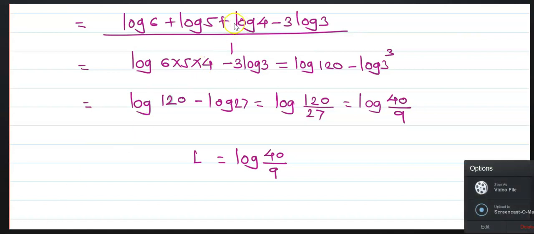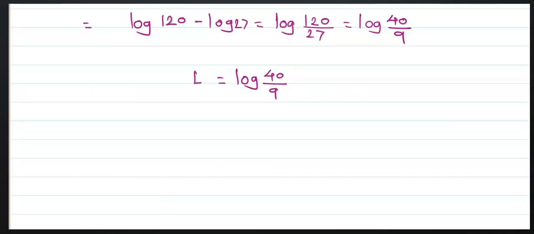Now again this can be written as log of 6 plus log of 5 plus log of 4, that is log of 6 into 5 into 4, minus 3 log of 3. That is, this can be written as log of 120 minus log of 3 raised to 3, and 3 raised to 3 is 27. Therefore, log of 120 upon 27 equals log of 40 upon 9. And hence, the answer is log of 40 upon 9.